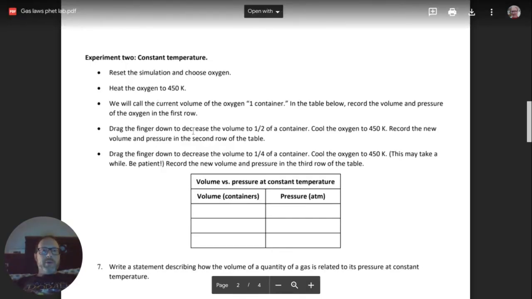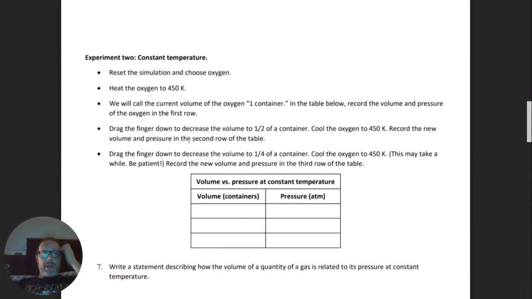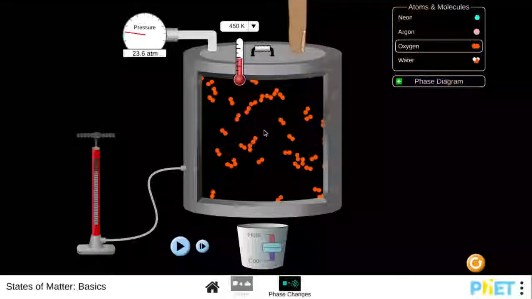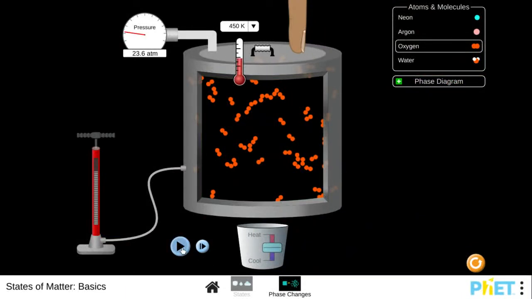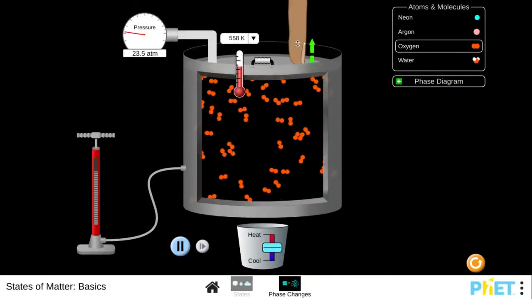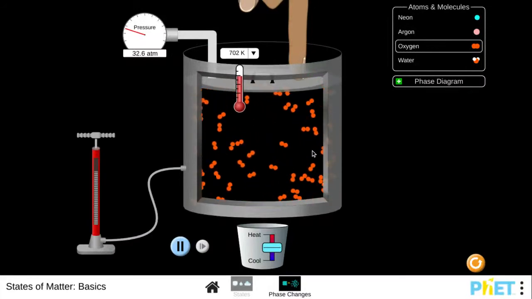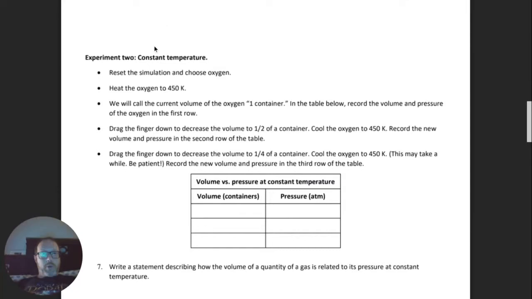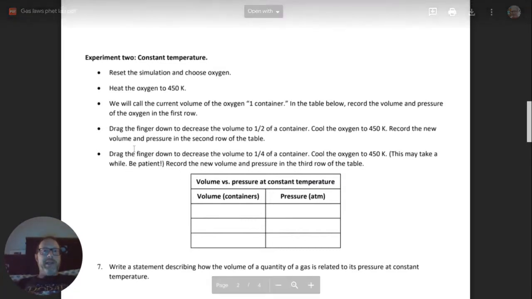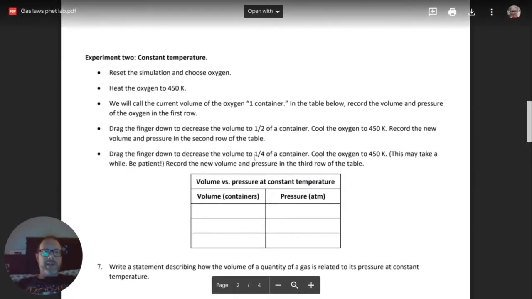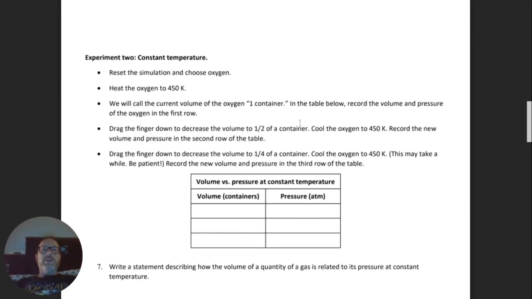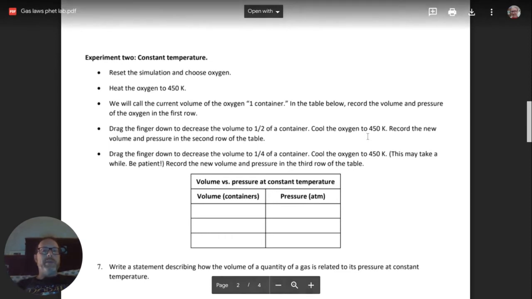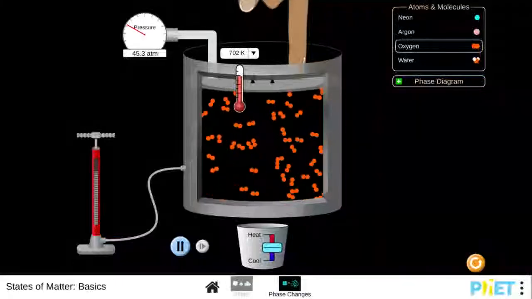And then when it tells you to change the volume, what I would do here is decrease it to half the container by using this finger here. So you're going to push it down until it's about halfway. And when it's about halfway, you would record the new pressure. And then again, here it says decrease it down to about 1/4 of a container. Oh, it does want us to cool the oxygen back down after we compress it so that we keep the temperature as close to constant as possible.